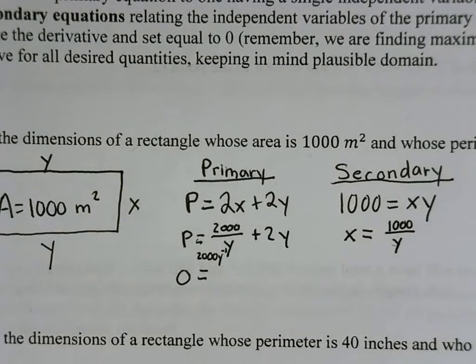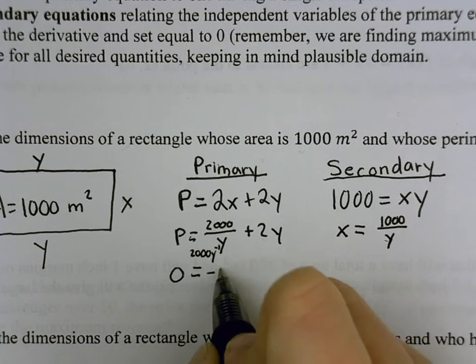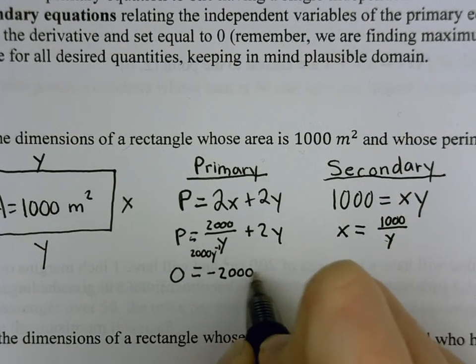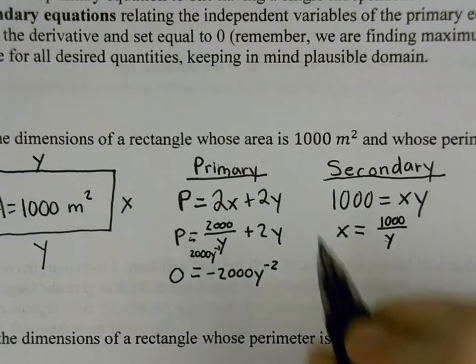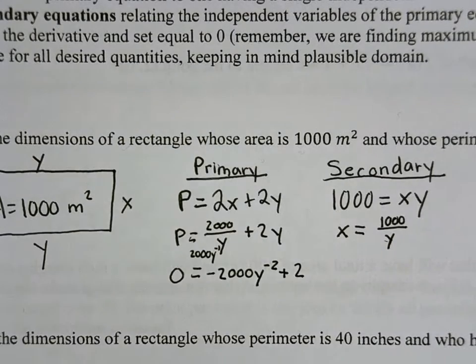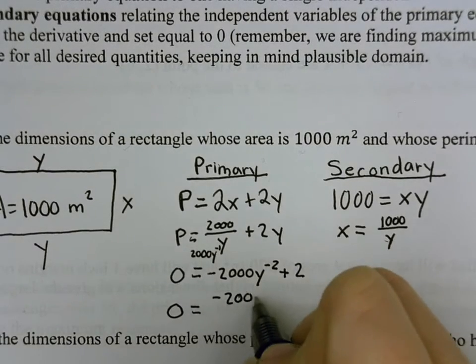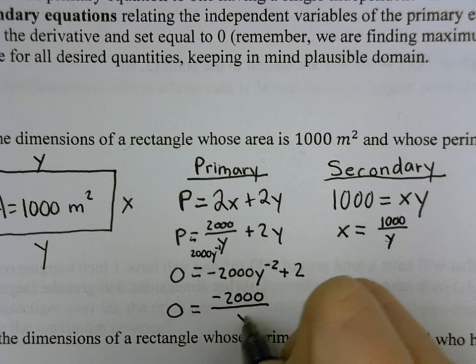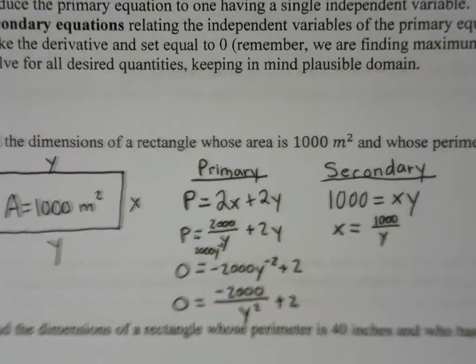You could use quotient rule technically. Both would be about 2 steps. Okay, so power rule, I'm going to go ahead and bring down that exponent. So we have negative 2,000, subtract 1 from the exponent. And the derivative of 2y is 2. And then I'm going to go ahead and rewrite this negative 2,000 y to the negative second as negative 2,000 over y squared. Okay, so that's 4. We took the derivative.